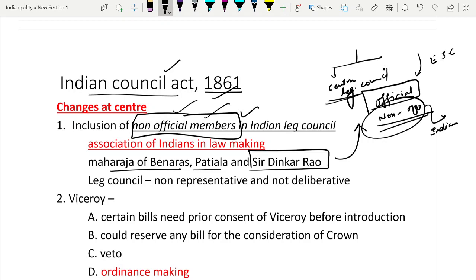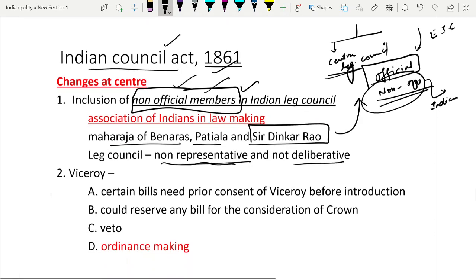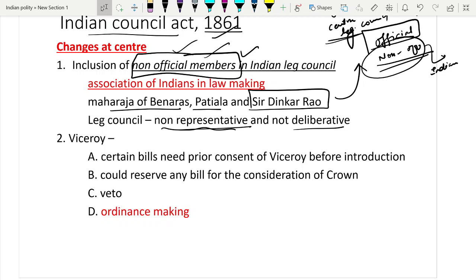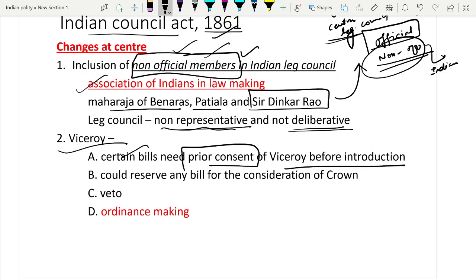But this was not that representative because they were to be appointed by the viceroy himself. So this was not a representative one, nor was it a deliberative one. It had very limited powers, and this was the very first thing here, that is the association of Indians in lawmaking. Why was it not deliberative? Because the viceroy had a lot of powers. For example, certain bills needed the prior consent of the viceroy before their introduction, before they could discuss anything.